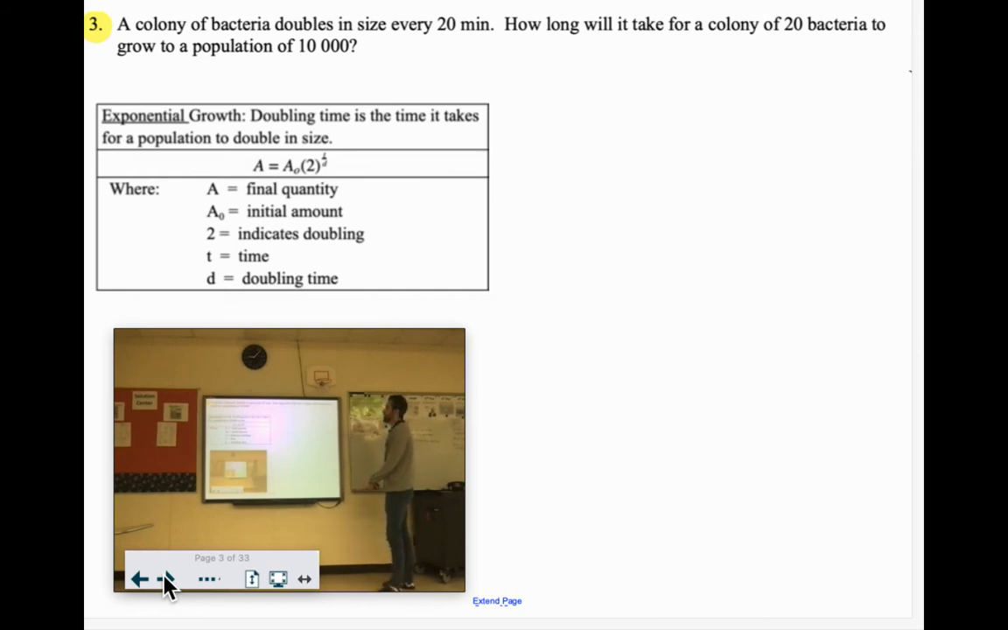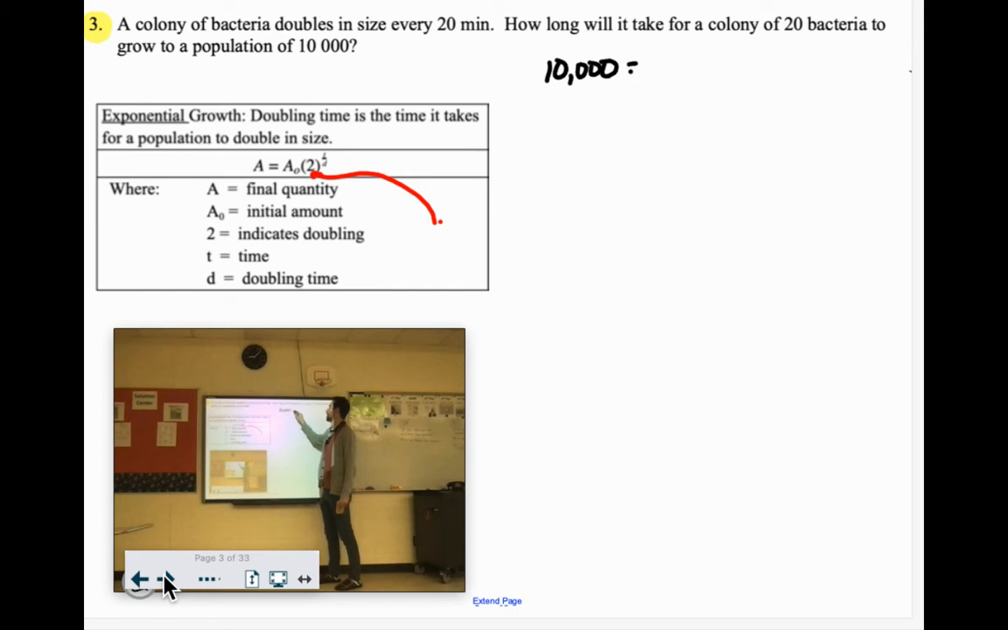Whoa! How long will it take for a colony of 20 to grow to a population of 10,000? So this is a very similar formula, except basically they traded out the 0.5, which was a half-life, for a 2 because it's doubling each time. So the final quantity we want here is 10,000. The initial amount was 20 bacteria. And then we have 2 to the t over d power. The doubling time here is 20 minutes, so t over 20.